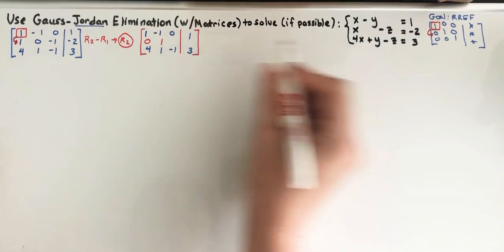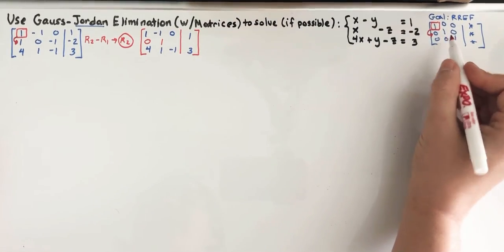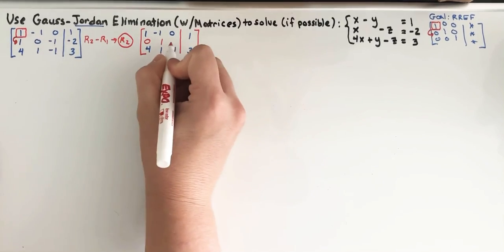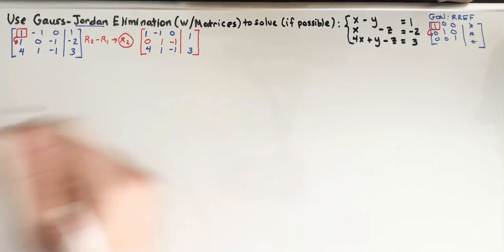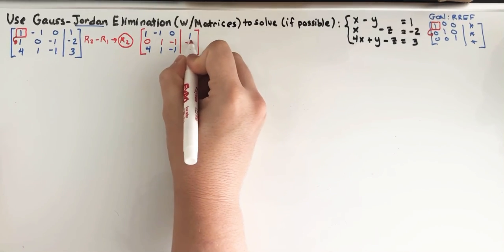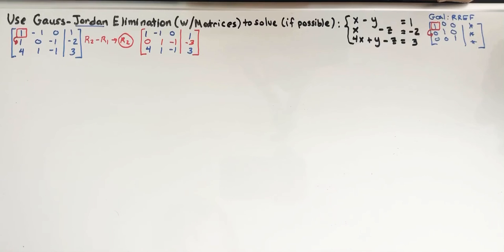So again, that's me thinking ahead so that I can get a positive and not a negative here. Then again, row 2 minus row 1. Negative 1 minus 0 is negative 1. And for this entry, negative 2 minus 1 is negative 3. So watch your arithmetic. Really easy to make an error here.